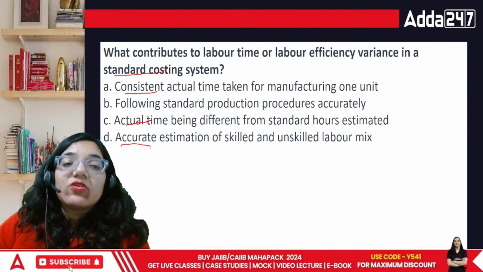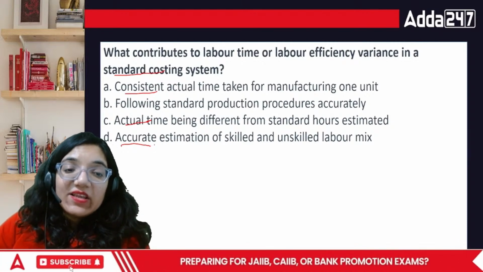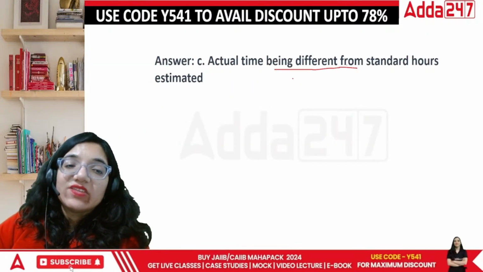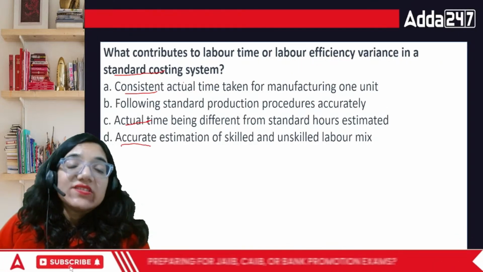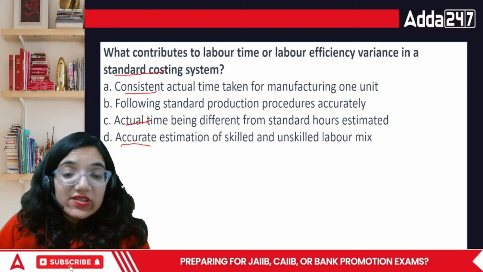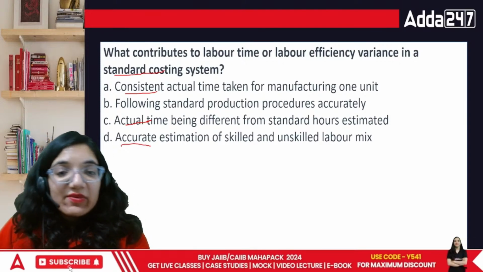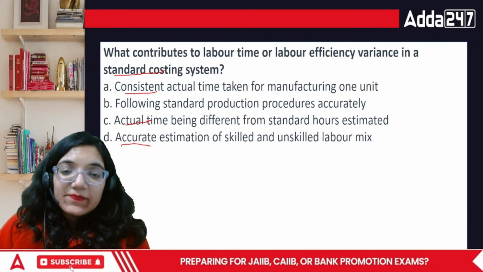When we talk about what contributes to labor time or labor efficiency, the best thing is to have actual time being different from standard hours and estimated. This is where we are talking about efficiency. How do we find the person is efficient? If he takes lesser time than what we anticipated, or at least takes the same time as anticipated, then he's going absolutely fine, right? Okay.